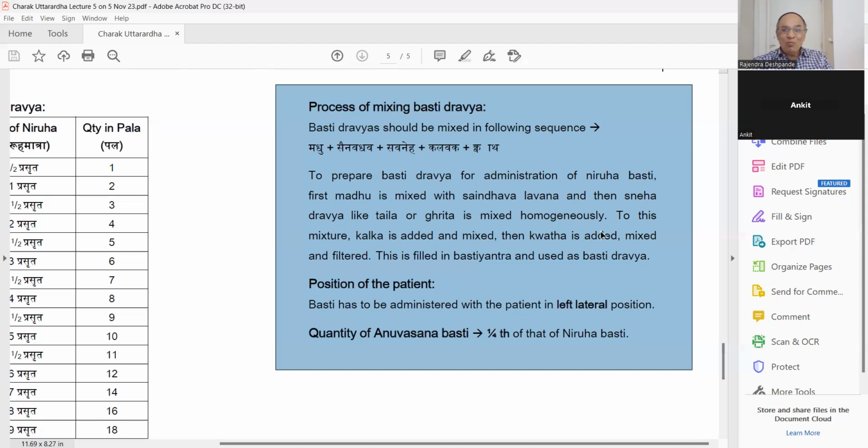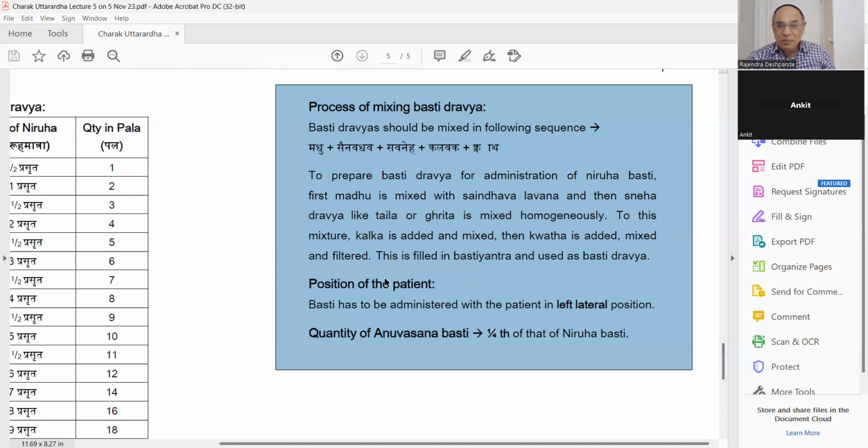This word is very important, homogeneous. To this mixture, kalka is added and mixed, then kwatha last is added, mixed and filtered. Filtration is very important. This is filled in the Basti Putaka, Basti Yantra, and used as Basti Dravya to enter into the anus, the anorectal region of the patient.